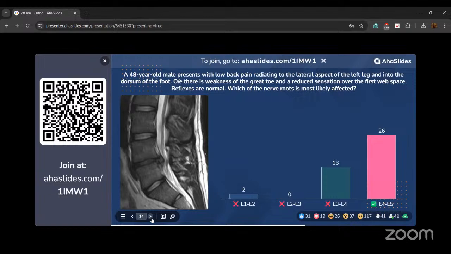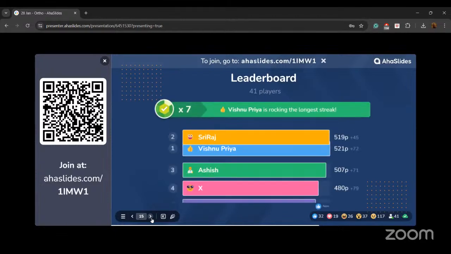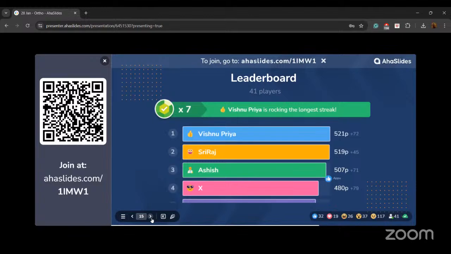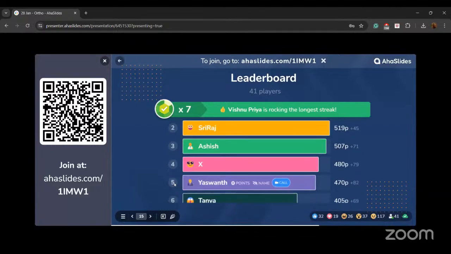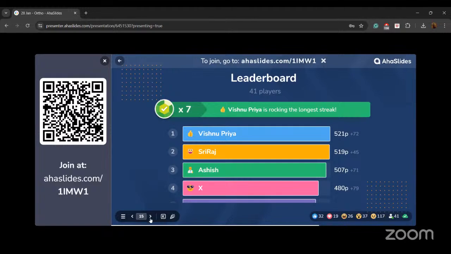Yeah, the right answer is L4, L5. To be more specific, I think this is the L5 nerve root. Okay, we have Vishnu Priya in the first place now, followed by Sriraj, Ashish, then X, Yashwant, and Tanya. Okay, guys, good going. So let's move on to the eighth one.